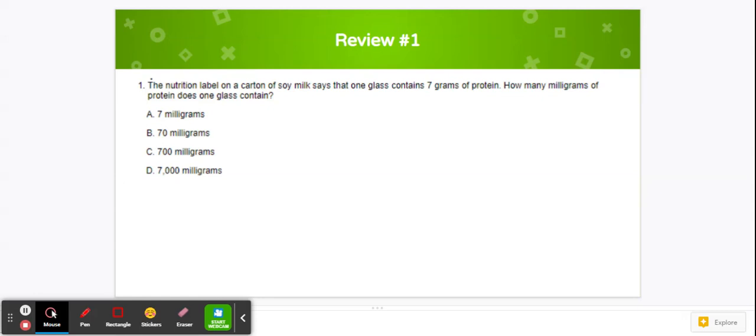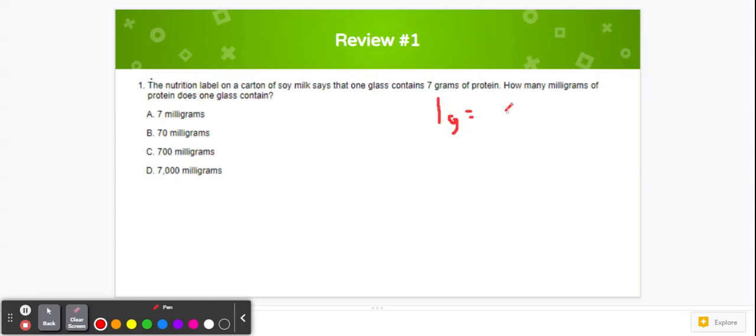So this is number one, kind of the most basic one that you'll probably see on a test, which says the nutrition label on a carton of soy milk says that one glass contains 7 grams of protein. How many milligrams of protein does one glass contain? So we don't have to remember the conversions. Remember, we're going to be able to use those conversion charts. So have that handy when you go to your test, and you can also use it during the time to climb. The idea is, what do you do with that chart? How do you manipulate these measurements to be what you want them to be?